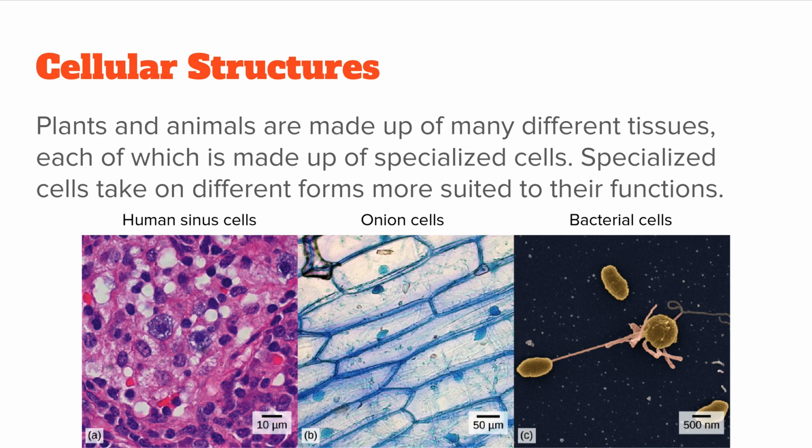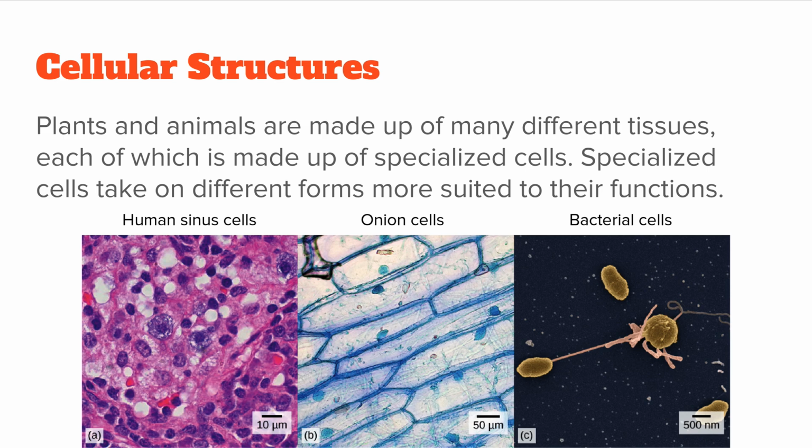And cells come in a variety of shapes and sizes. Here we have cells from inside the human nose, we see onion cells, we see bacterial cells. You'll notice these are all different sizes. The scale at the bottom is in micrometers and nanometers. Some cells are much bigger than other cells.